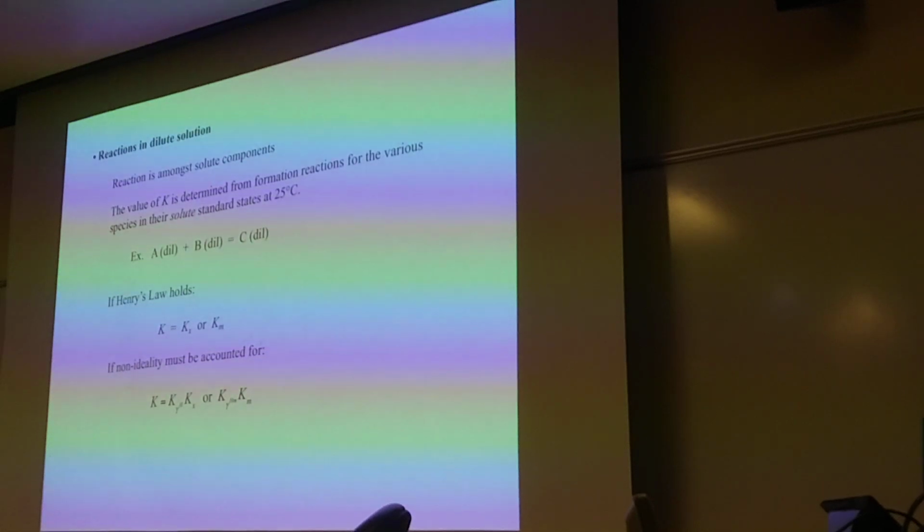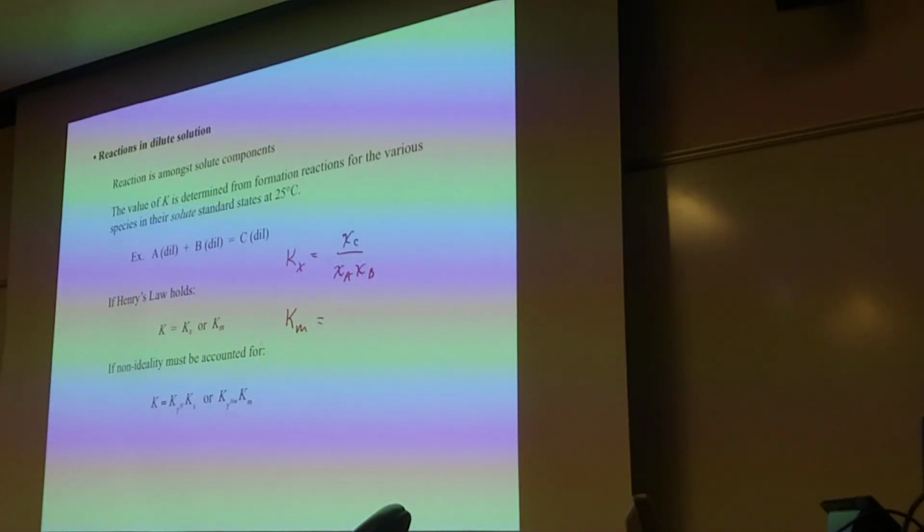Now if Henry's law holds, then K is just equal to either Kx or Km. For this, Kx would just be equal to, in this case I can write it out as Xc over Xa, Xb. Or if I'm going to use molalities, then I'm writing K here expressed in terms of molalities as mC over mA, mB.